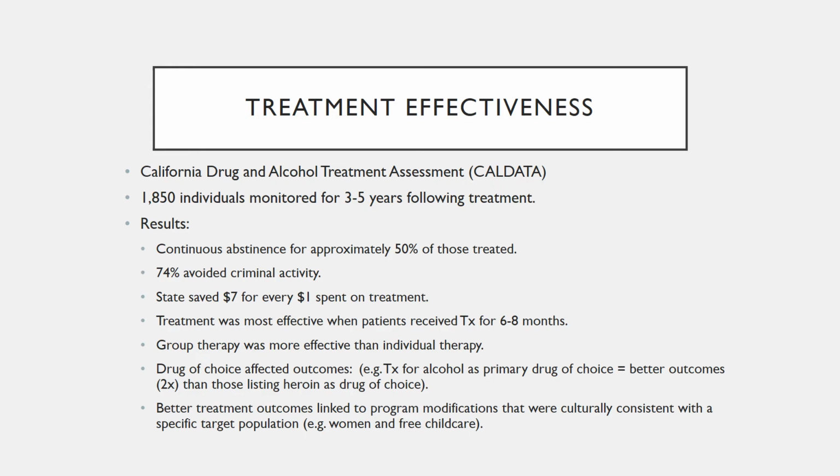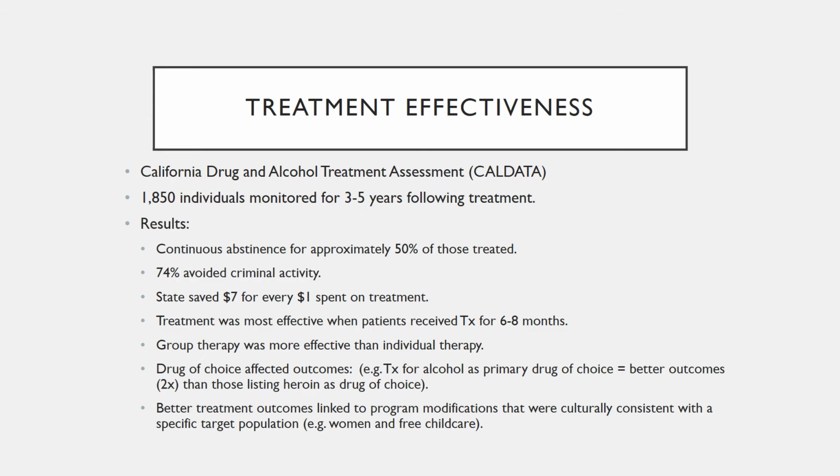And then a little bit about treatment effectiveness. This comes from a study, the California Drug and Alcohol Treatment Assessment, where they looked at 1,850 individuals and monitored them for 3 to 5 years following their treatment. Here are some of the results that they found. There was continuous abstinence for approximately 50% of those treated, so about half of them continued to remain abstinent for 3 to 5 years after treatment.